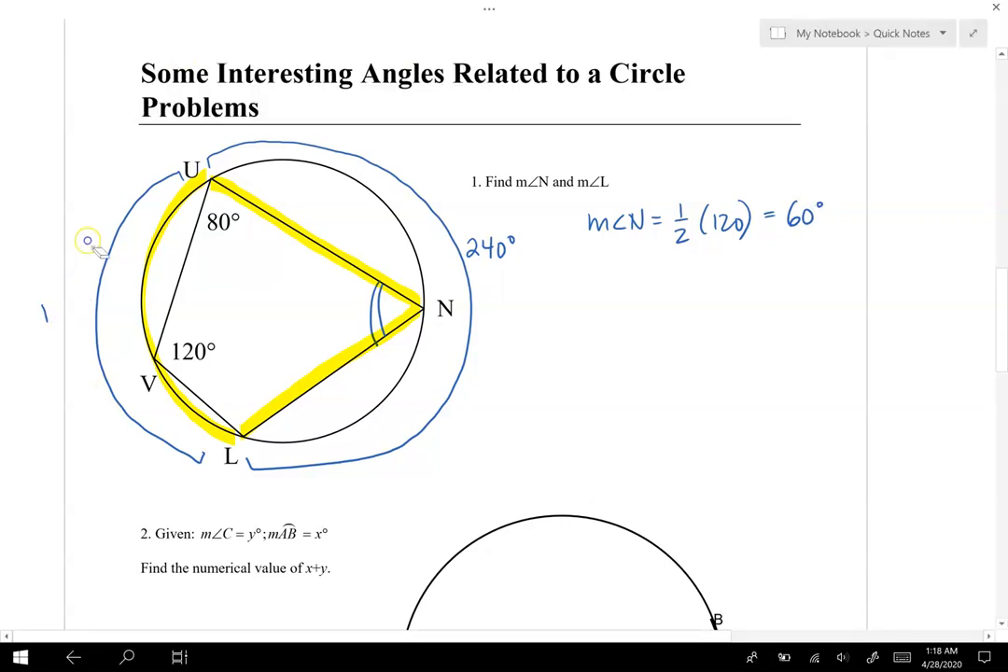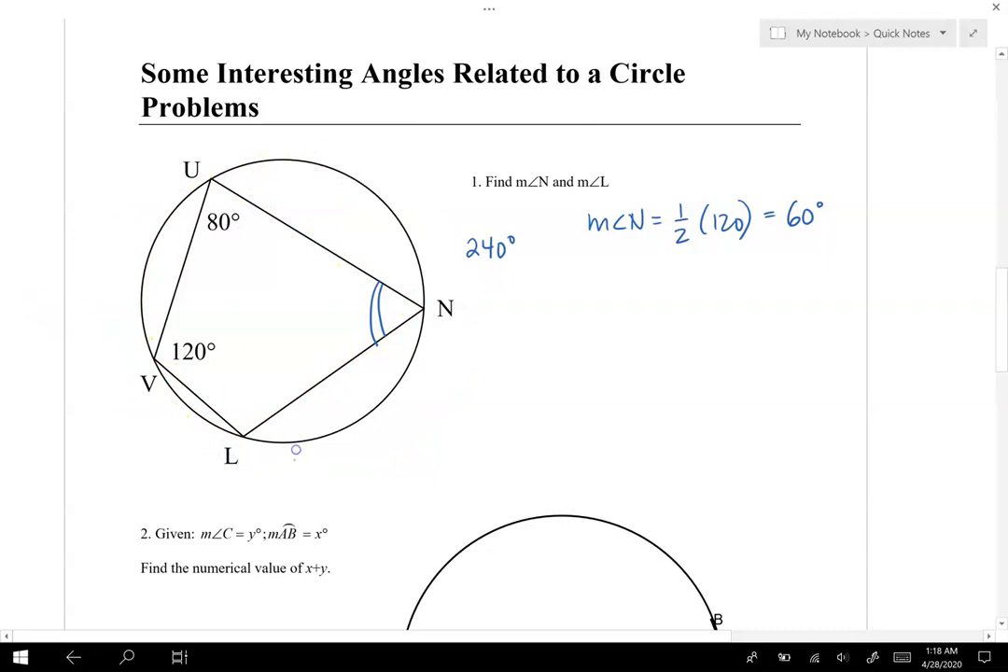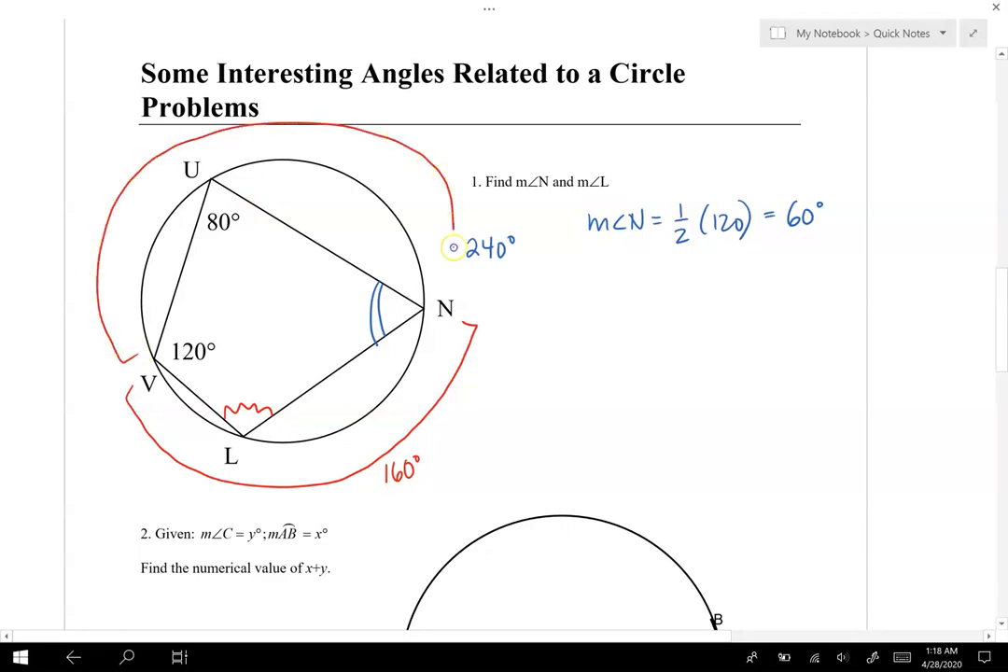Now, if I take the same idea for angle L, this part of the circle, because angle U is 80, this arc is 160. So the rest is 200, which means that angle L, it's an inscribed angle that opens up to this arc, is half of 200, so 100 degrees. I'm going to actually write that in the picture here.